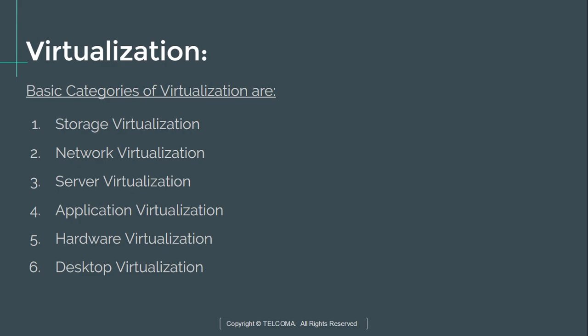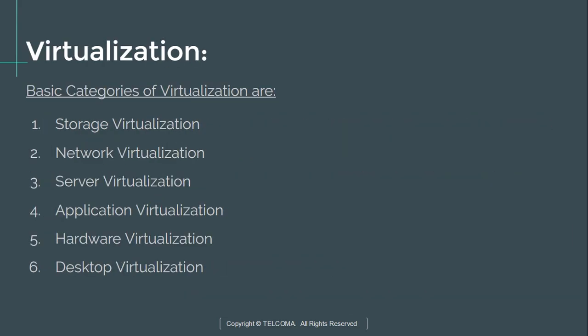Next is network virtualization. Here it is a method of combining available resources in a network by splitting up the available bandwidth into channels, each of which is independent of the others and each of which is assigned to a particular server or real-time device.